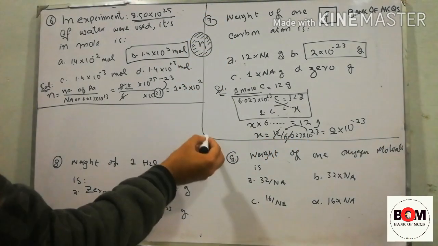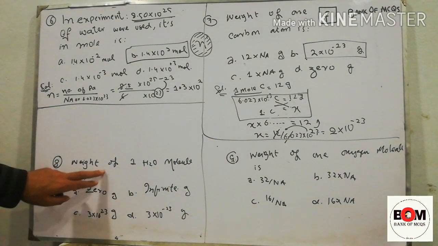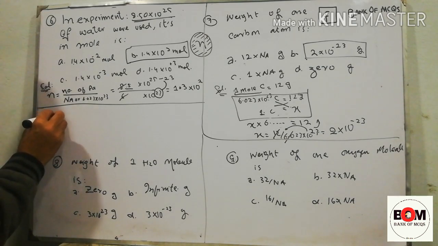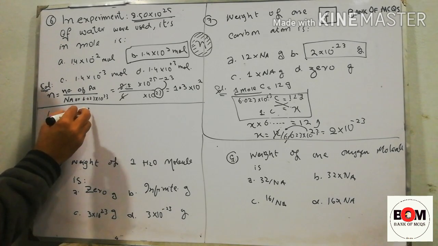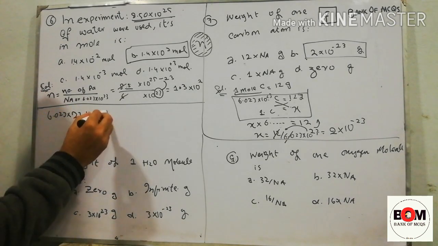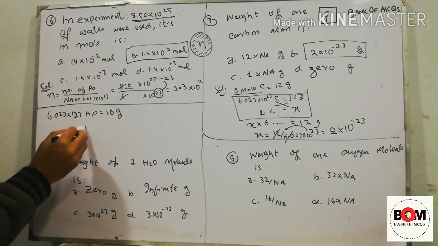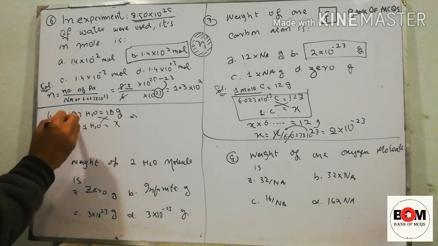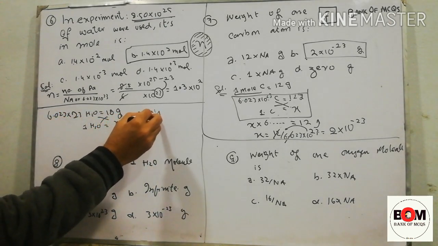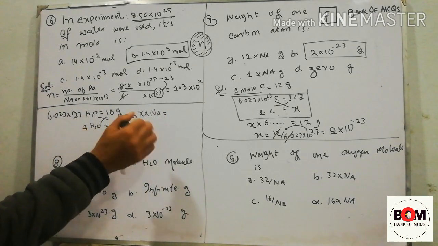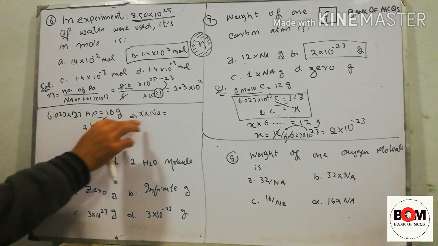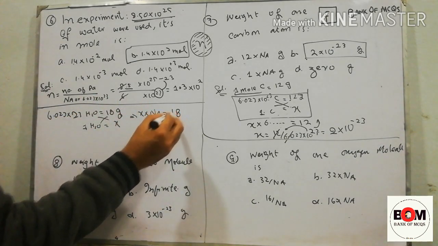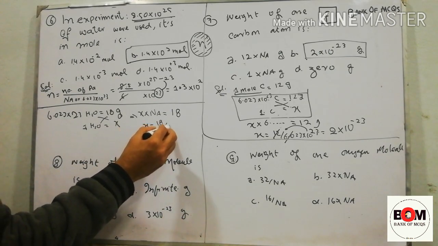So further MCQ number 8 is, weight of one H2O molecule is. We know that 1 mole of H2O is 6.023 multiplied by 10 to the power 23 molecules of H2O, and its weight is its molecular mass, which is 18 gram. So if we want to find the mass of one H2O molecule as x, by cross multiplication x into 6.023 multiplied by 10 to the power 23, this is the use of Na. Instead of this number we can simply write Na for easiness of calculation. x multiplied by Na is equal to 1 multiplied by 18, that is 18. So x is equal to 18 divided by Na.